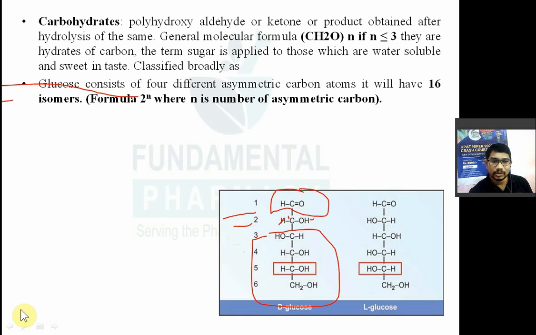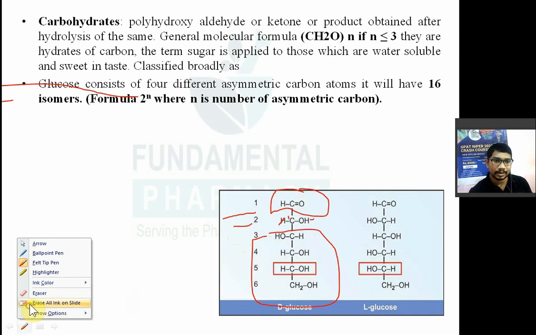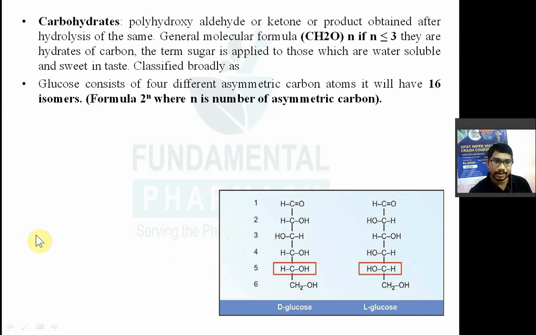Likewise, carbon number 3 is also chiral. Carbon number 3 is also a chiral or asymmetric carbon. You can see it is attached with this one group, this second group which is different. Then the third group is a hydroxyl group, and the fourth one is a hydrogen. So it is again an asymmetric carbon. The second is asymmetric, the third one is asymmetric, likewise the fourth one is asymmetric and the fifth one is also asymmetric.